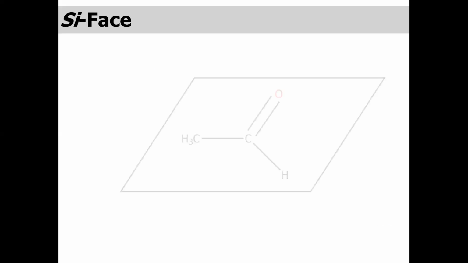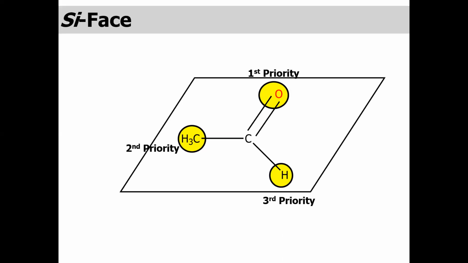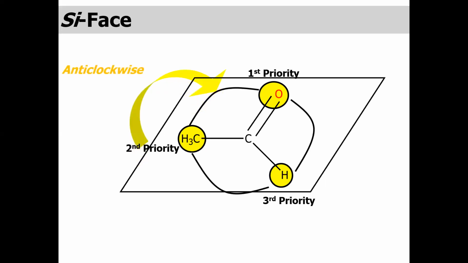See, another example of the Si face: if we rotate the molecule around the central carbon atom, the carbonyl carbon, on the left side if you have the methyl and on the right side we have the hydrogen. Let's see the priority order. Of course, oxygen has the highest priority in this case, the first priority, and then methyl, and then the hydrogen. So this priority order would be in an anti-clockwise manner, and we have the Si face.